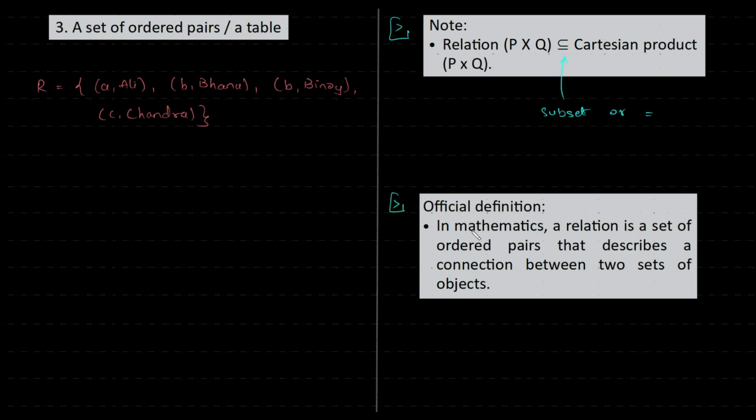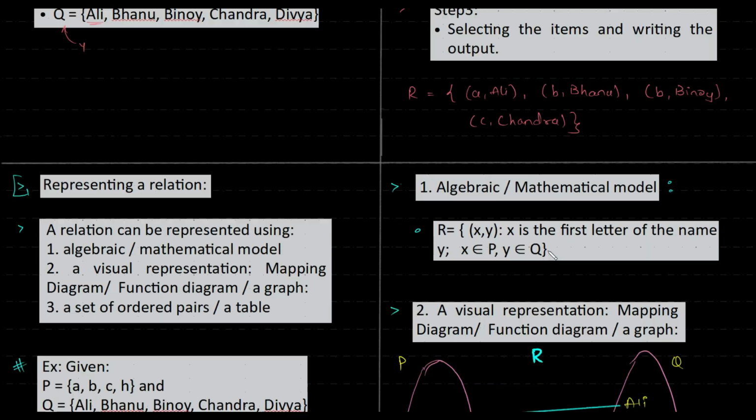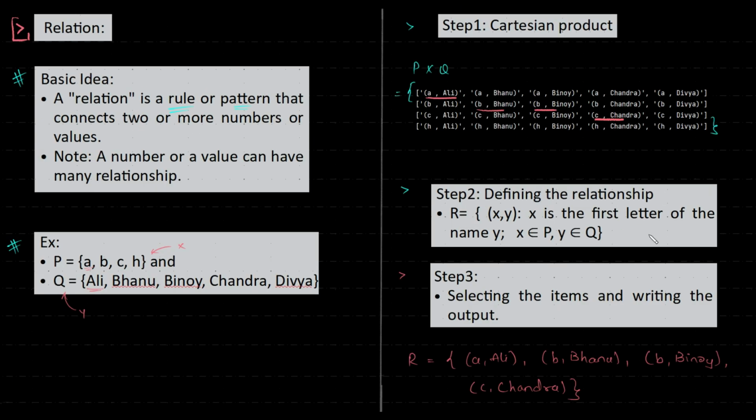And at the end, we'll look into the official definition of your relation. So in mathematics, a relation is a set of ordered pairs that describes a connection between two sets of objects. Okay, a relation is a set of ordered pairs that describes a connection between two sets of objects. That makes sense, right? Okay. So this would be your writing part, all of it.